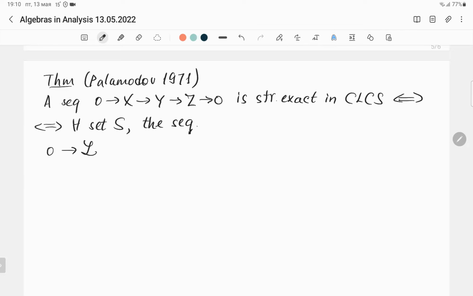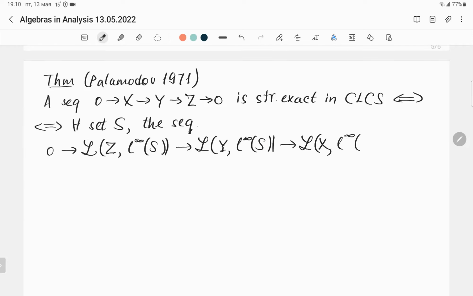of morphisms. So script L denotes the set of all continuous linear operators to the space little l infinity of S. So we get the following sequence. And Palamodov's theorem states that the original sequence is strictly exact if, even only for each set S, this sequence of vector spaces is exact.